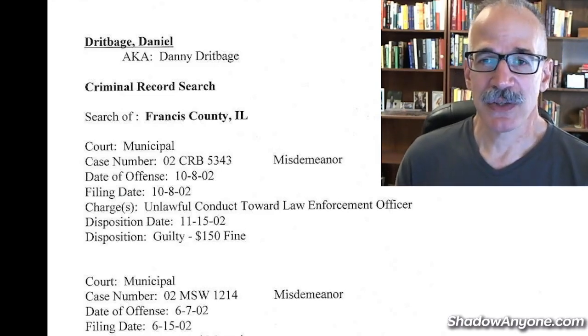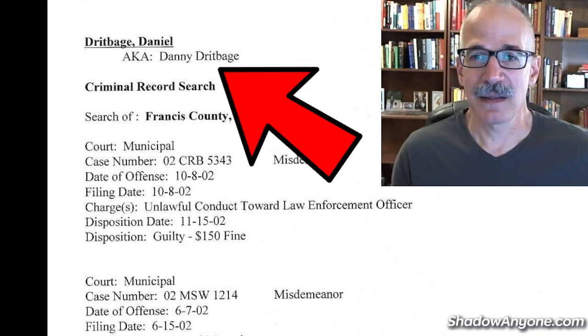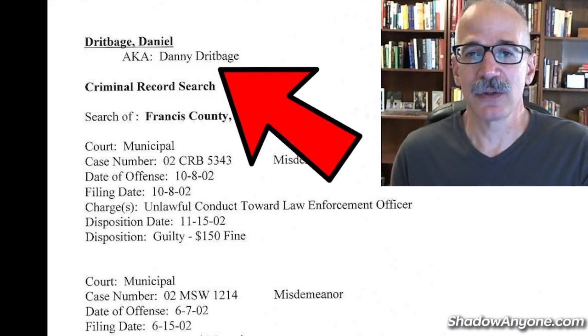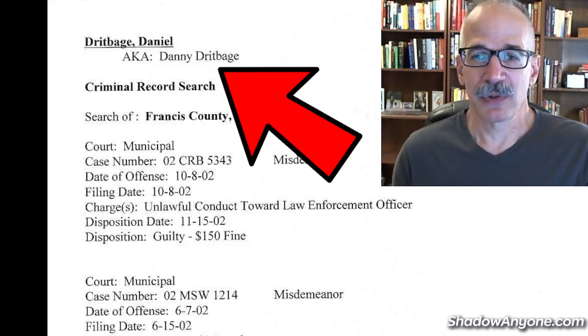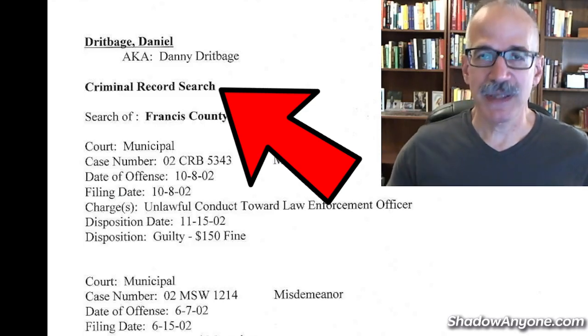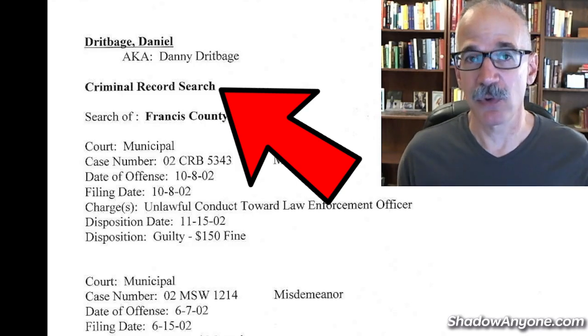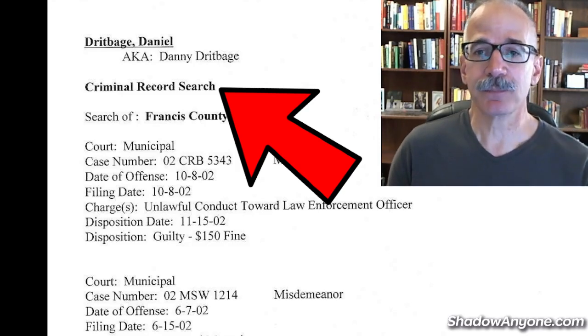At the top of the page, we start out with the person's name, and any aliases that I discover along the way that I include there. And then, labeled clearly, this is the criminal records search. And it's searched by county, county by county. That's the best way, the most thorough way you're going to get criminal history on a person.